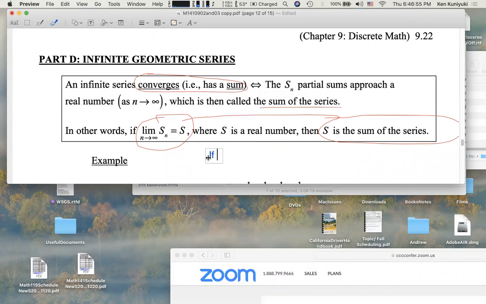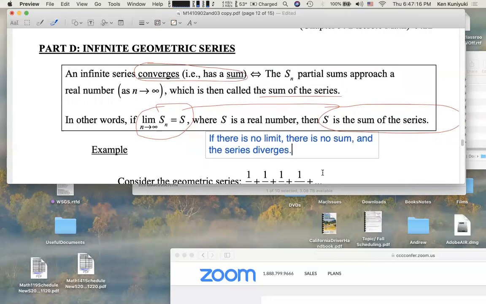Okay, if there is no limit, right? If the partial sums don't approach a number, there is no sum, and the series diverges. Every series either converges or diverges. Every infinite series either converges or diverges. Converges means has a sum, diverges means no sum.